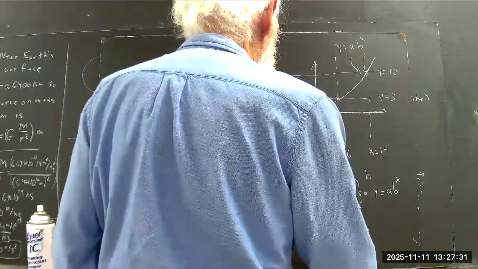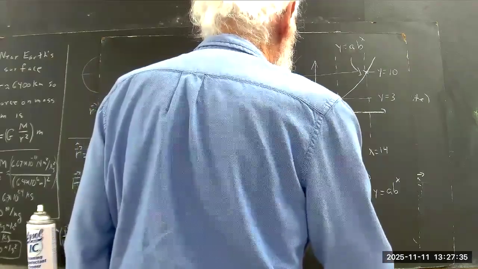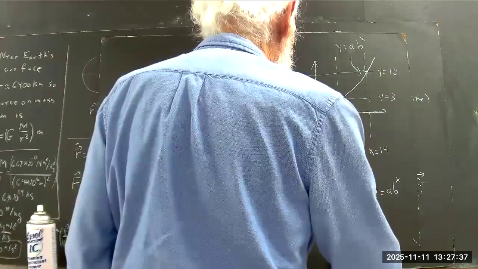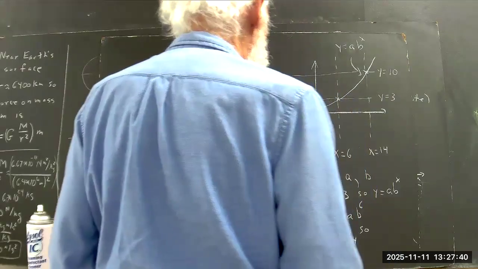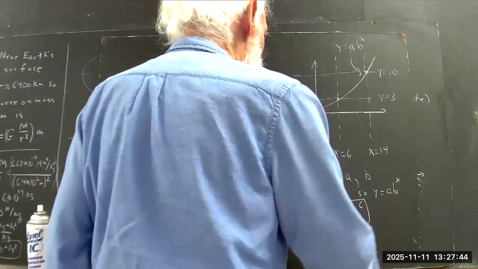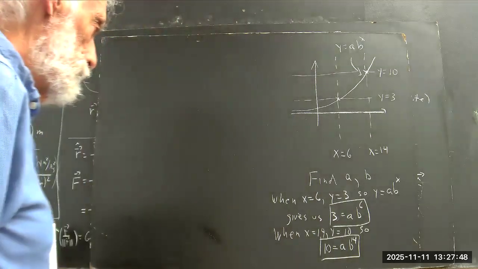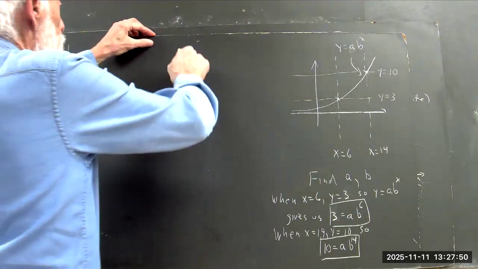So 10 equals a times b to the 14th. Here's an equation. Here's an equation. Okay, so now our system of equations.